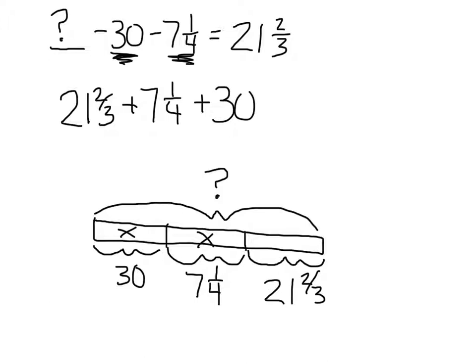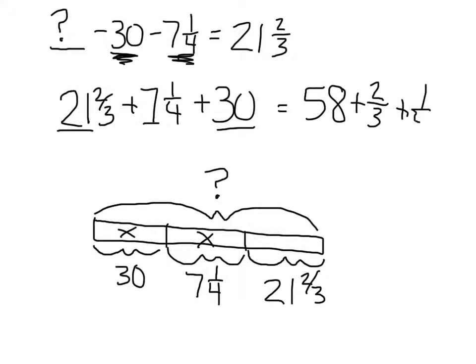Well, I can easily combine my 21 plus my 7 plus my 30, and I'm going to get 58. So that's equal to 58. And then I'm going to add to that 2/3 and 1/4. Now we'll have to do a little bit of work here with 2/3 and 1/4.